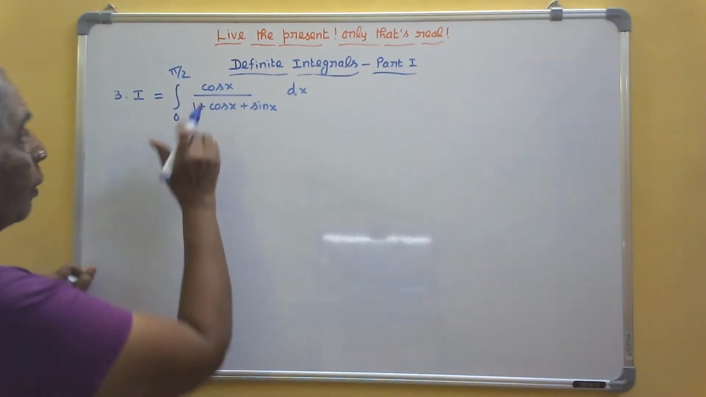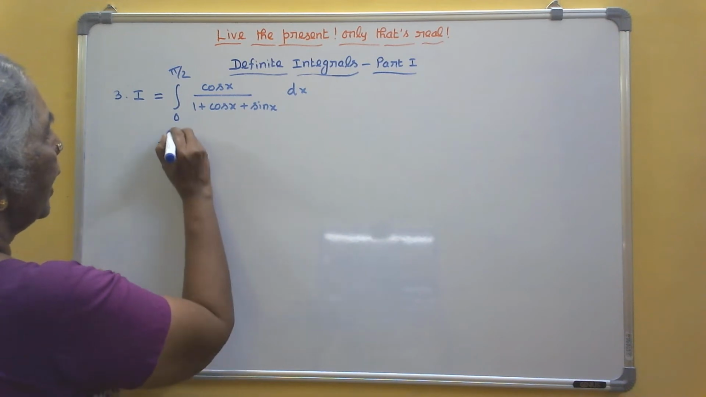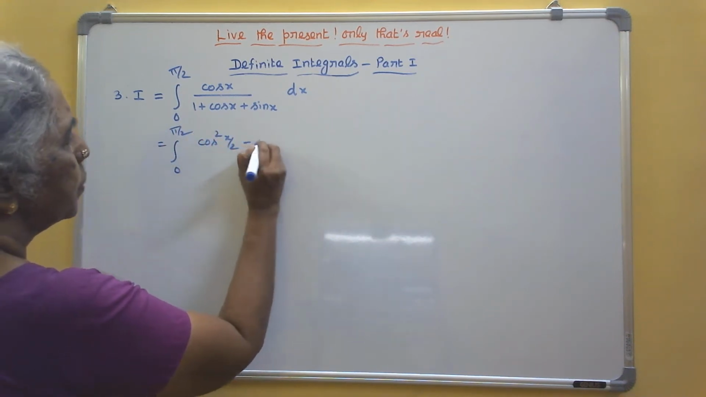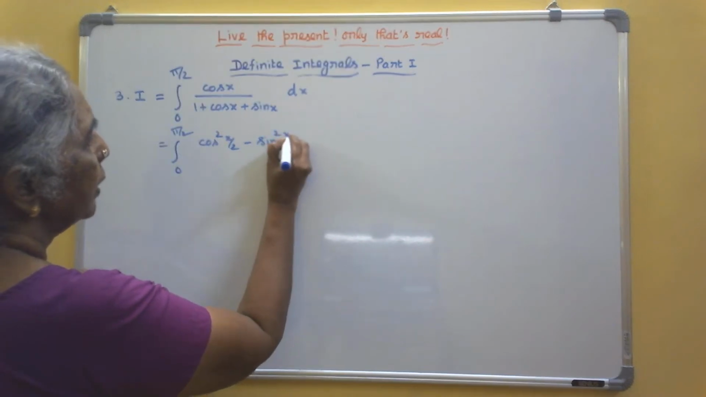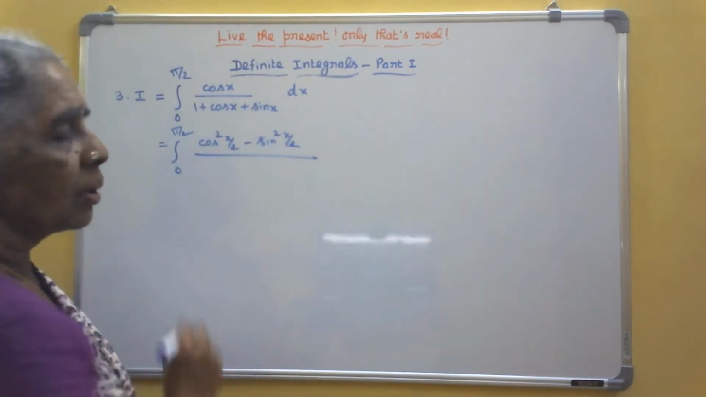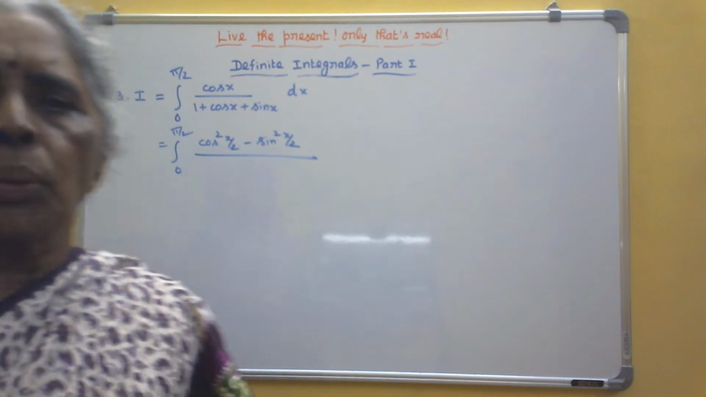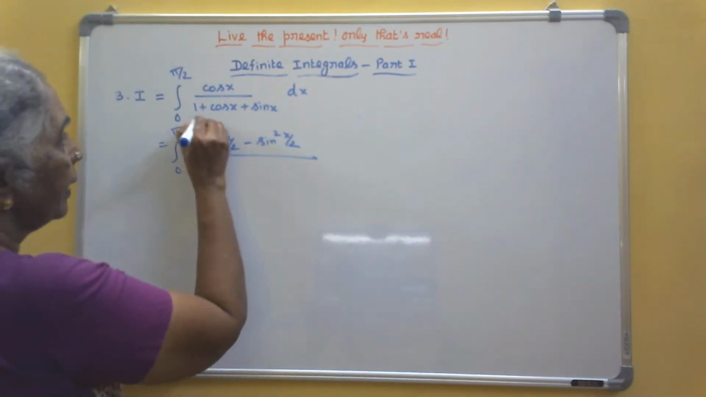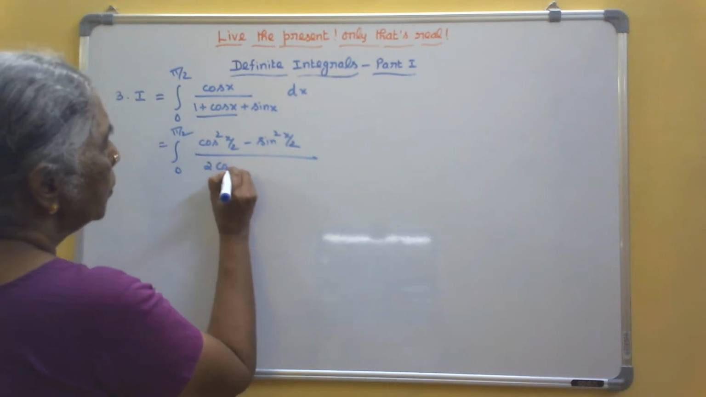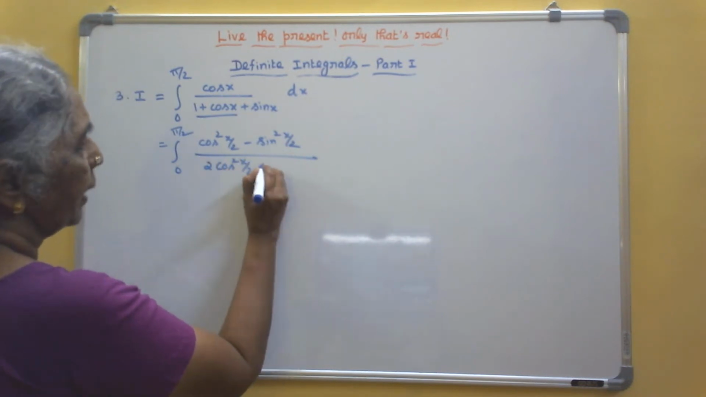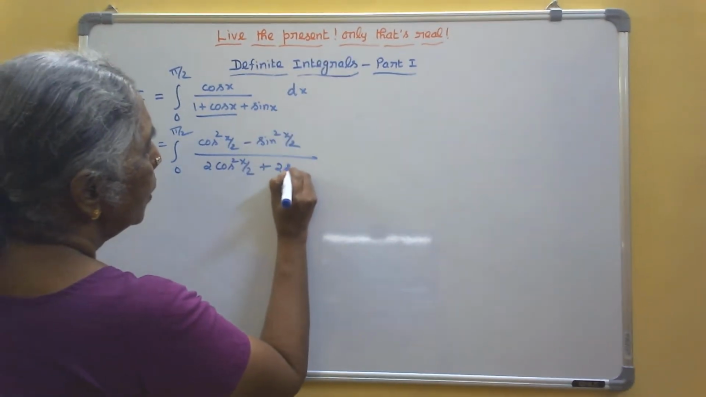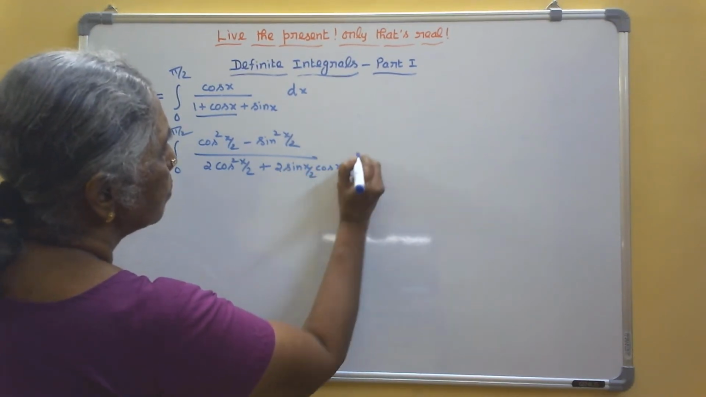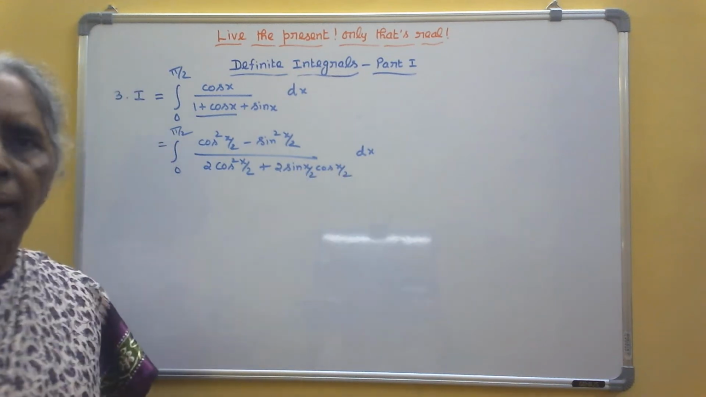So now I am going to write the cos x as cos squared x by 2 minus sin squared x by 2. That is, cos x is nothing but cos 2 into x by 2. So the cos 2x formula I am applying. For this 1 plus cos x, you will get 2 cos squared x by 2, plus sin x will be 2 sin x by 2 cos x by 2, then dx, right?